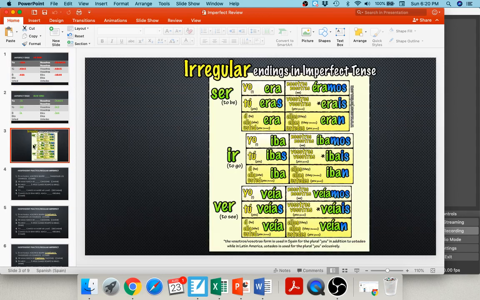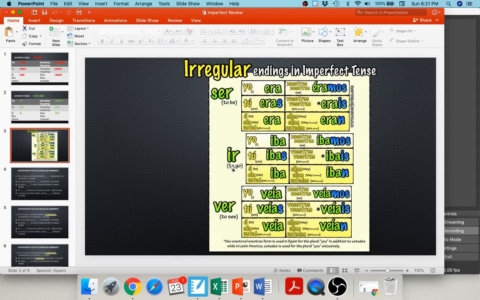I told you before there are 3 verbs in the Spanish language in the imperfect tense that are irregular. These 3 verbs are ser, ir, and ver. I always tell students to try to memorize the yo form here. If you can remember the yo, the others sort of magically appear in your brain. So with ser, you have era, eras, era, éramos, erais, and eran. These are your ser conjugations.